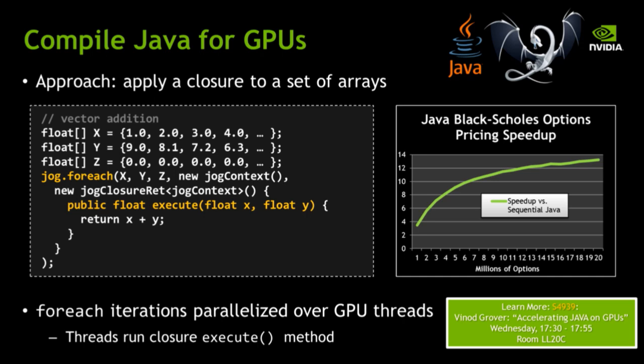And so they have some preliminary results. The graph is a Black-Scholes options pricing code comparing a single GK104 GPU to sequential Java code. And they get over a 12x speedup. If you want to learn more about that, go to Vinod Grover's talk on Wednesday afternoon, 5:30, called Accelerating Java on GPUs.